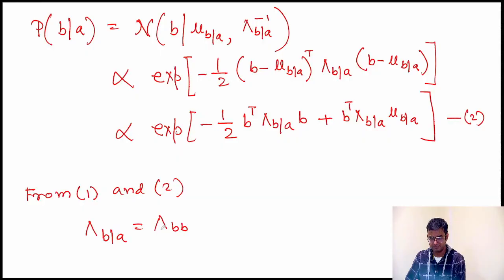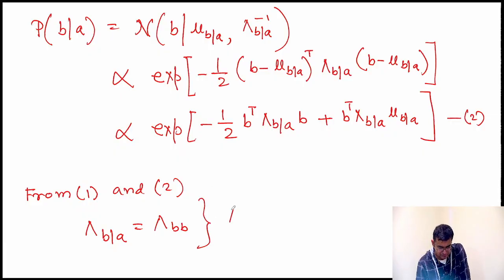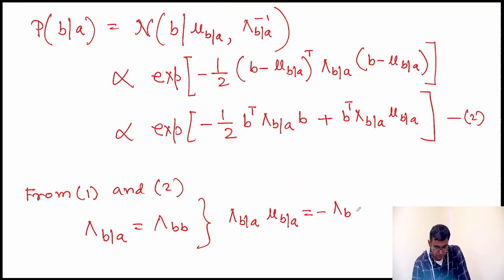So this is fine, but this is not enough. Mu B given A should also be known to you. So let us compare the second term. What is the second comparison? What does it give me? Lambda B given A multiplied by mu B given A is equal to minus lambda BA multiplied by A, right? Which means mu B given A is equal to minus lambda B given A, what is it? Lambda BB. So minus lambda BB inverse lambda BA.